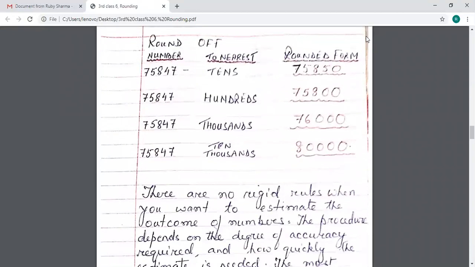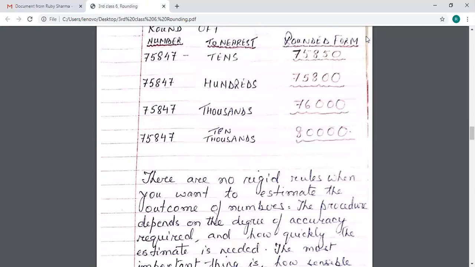Now here's a number, 75,847. And we have to round off to tens, hundreds, thousands, and 10,000. So when you round off, you find these are the different rounded forms. 75,850 is rounded off to tens, 75,800 to hundreds, and so on. So what do we observe? The closest estimate that we get is 75,850.